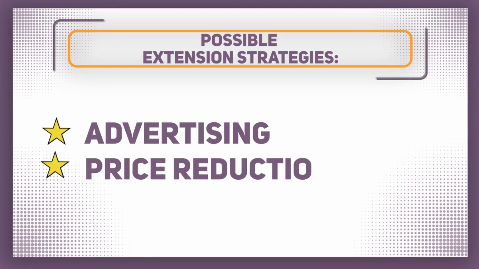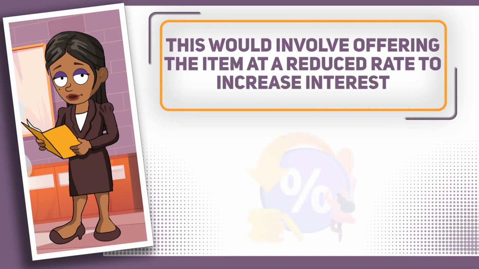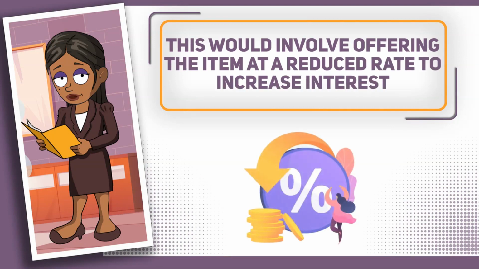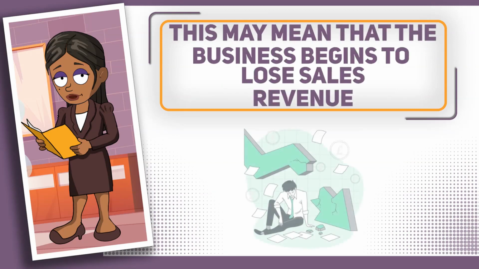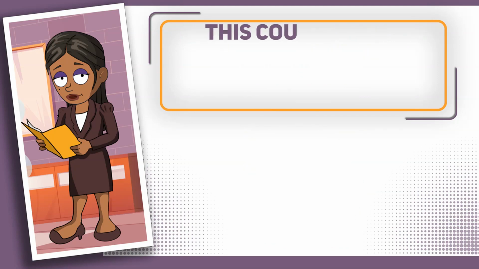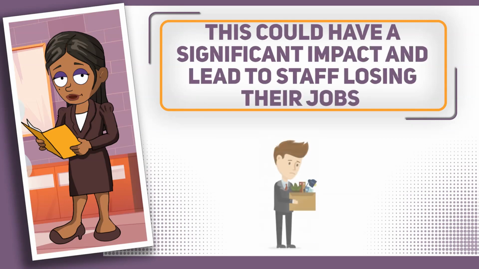To extend the product lifecycle, Prisha could consider price reduction as a possible strategy. This would involve offering the item at a reduced rate to increase interest. It would, of course, be possible for Tasty Snack Foods Limited to increase the price at a later stage, after Candy Flakes have avoided the decline stage. Of course, by reducing the price of the product, this may mean that the business begins to lose sales revenue, and if they are unable to also reduce their costs, this will negatively impact their profit margins. This could have a significant impact and lead to staff losing their jobs, or the business having difficulty paying their costs.